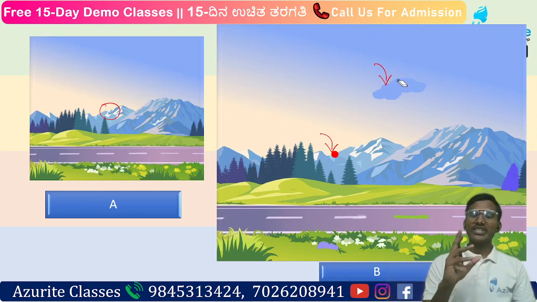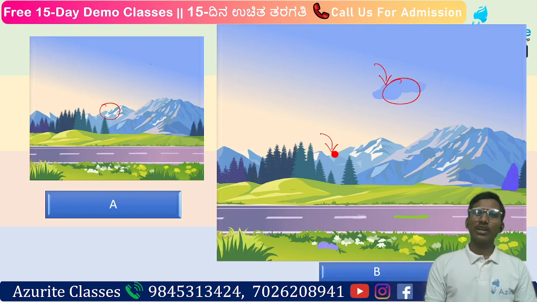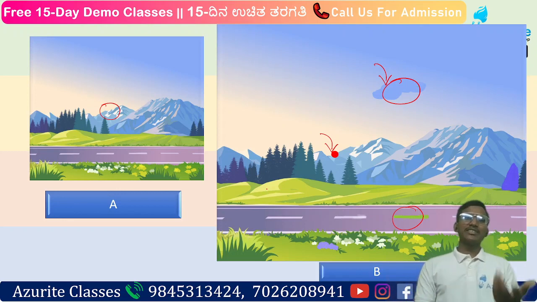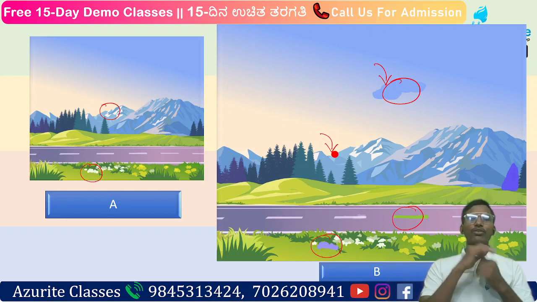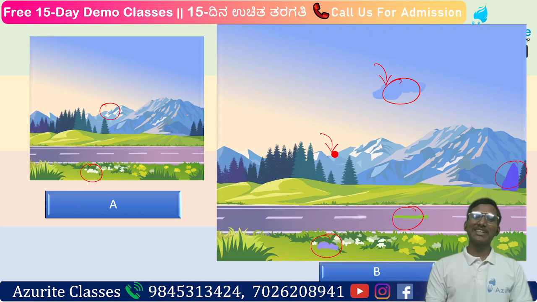First silence. One student should tell. So there is a cloud here, and there is no cloud there. And then here there is a green line, but here it is white. Right? This is a purple flower, and here there is a white flower. And one more, here a purple tree, but here it is different, right?